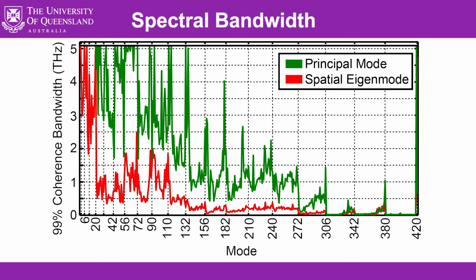Alright, that's it. So we've shown here a comparison between spatial eigenmodes and principal modes, and also shown how principal modes can be used to significantly suppress mode dispersion even over 2 meters of fiber length.